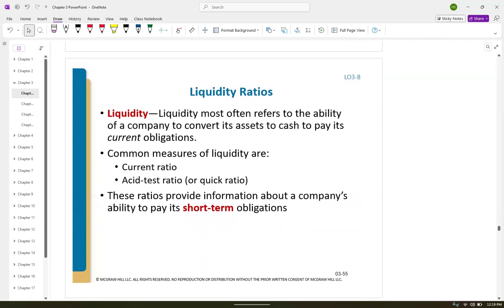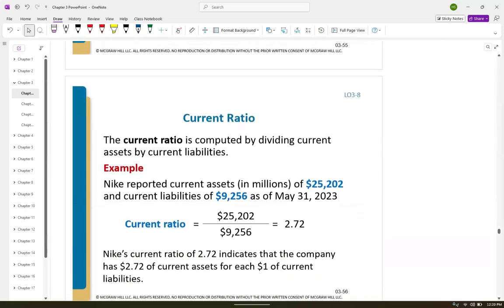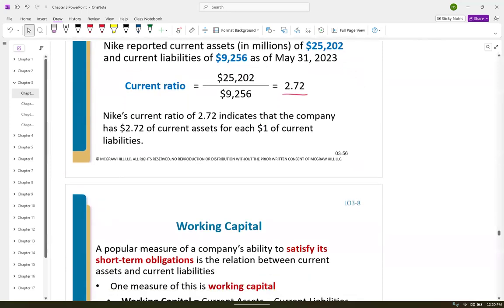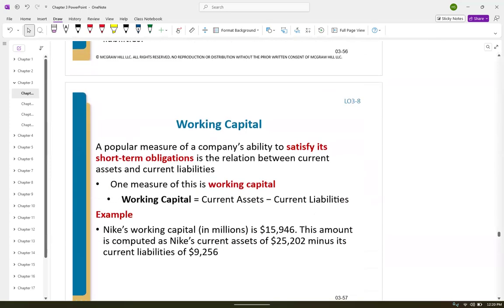Our liquidity ratios, okay? For liquidity, we're looking at the current ratio and the acid test ratio, also called the quick ratio. Do they give us those? Yes, they do. The current ratio is just current assets divided by current liabilities. In this one, they calculated a current ratio of 2.72. That is pretty good. That is really, really good for a company like Nike. You wouldn't think it's too high, but it is a really good number.